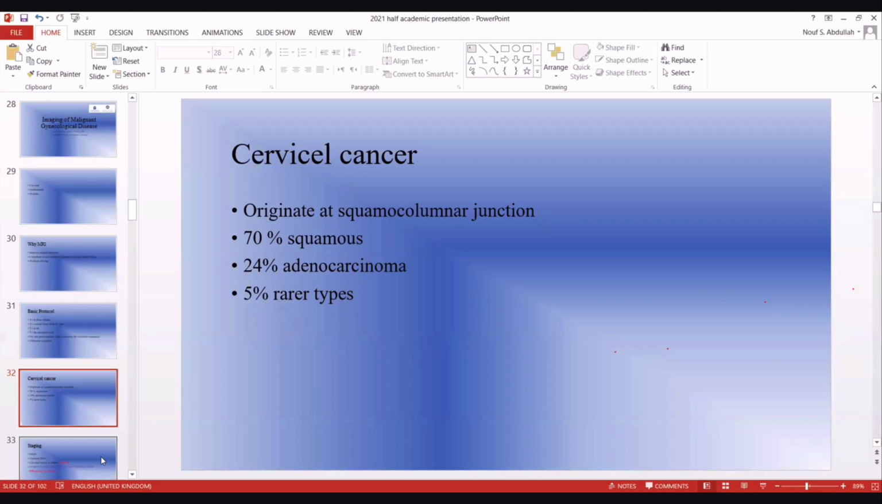When I see the pathology coming back as an adenocarcinoma, question yourself: is this possibly an endometrial cancer extending into the cervix? Because endometrial cancer tends to be adenocarcinoma, but cervical adenocarcinoma can happen. And then you have other rare types of malignancy seen elsewhere.